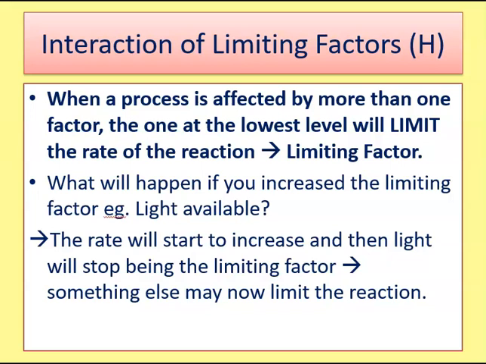So what would happen if you increase the limiting factor, e.g. light available? So if light available was the limiting factor in the first place, and then you started increasing the amount of light, the rate will start to increase. But at some point light will stop being the limiting factor, and now something else may become the limiting factor, such as carbon dioxide or temperature, which we will look at on the next graph.